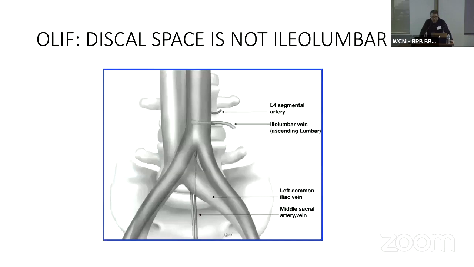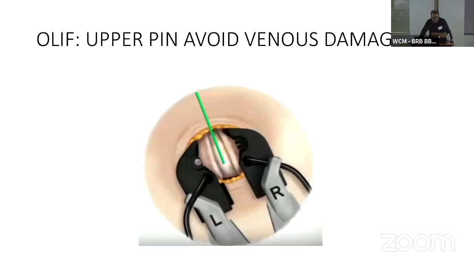It's different from ALIF, because in some cases the iliolumbar vein is near the end plate in L4-5, or in some cases is over the disc. But in this case, if you have an iliolumbar vein near the end plate in L5, one pin in the retractor is enough, because you can avoid damage to the vein at L5.